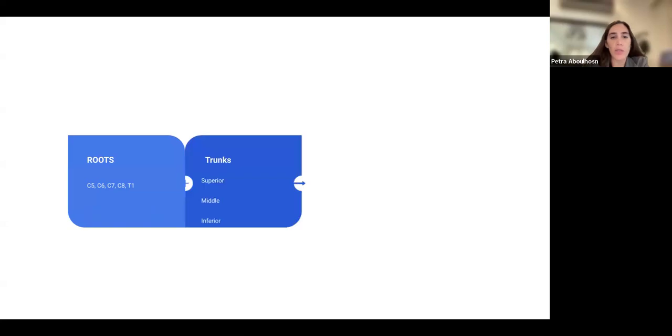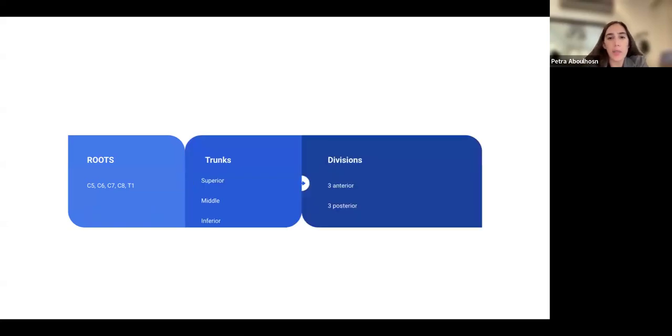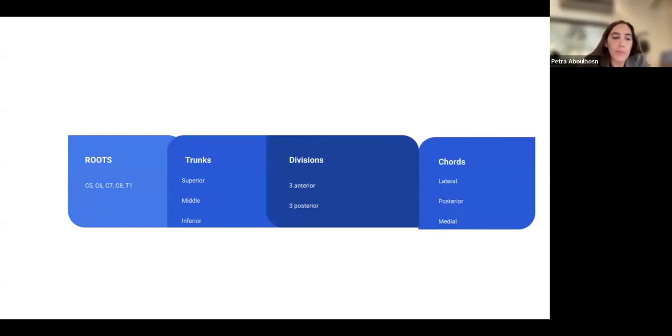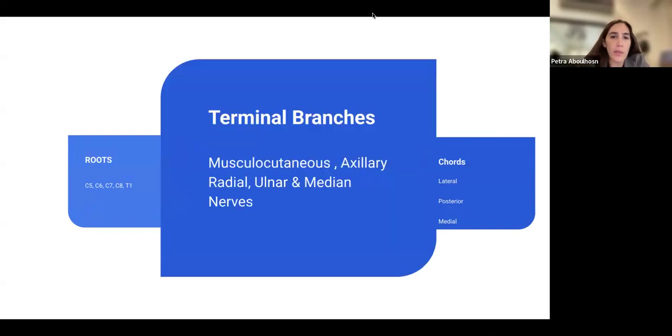All right, so we have our nerve roots, cervical nerve roots, C5, C6, C7, C8, T1. These usually travel between the anterior and middle scalene muscles, and as soon as they go out of these muscles, we get to the trunks, superior, middle, inferior. We have the 3 anterior divisions and 3 posterior divisions. And we have the medial, lateral, and posterior cords. And then finally, the terminal branches.